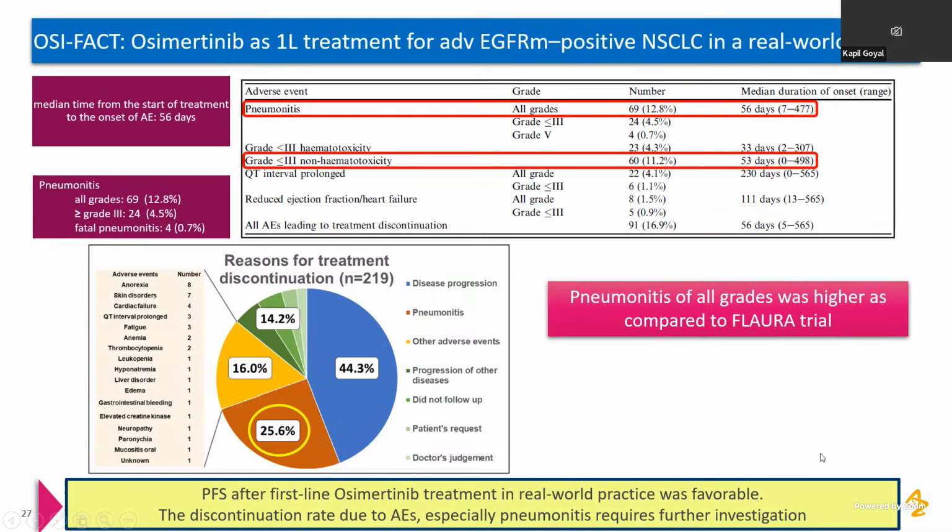So it was very shocking, because in our practice also, and I think my other colleagues will concur, the pneumonitis incidence with osimertinib is not that common in Indian patients. So why it was happening so in the Japanese patient, that we have to see. The PFS after first-line osimertinib treatment in the real-world practice was favorable. The discontinuation rate due to adverse event, especially pneumonitis, requires further investigation because it has not been seen in other populations.